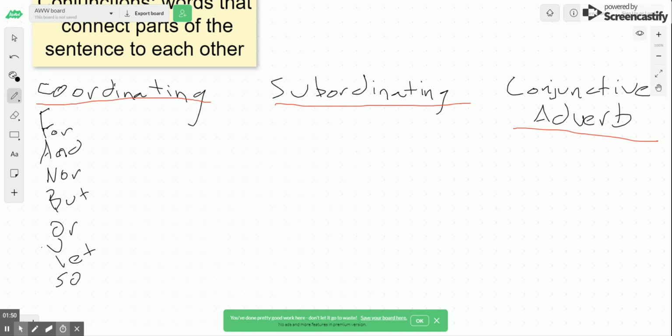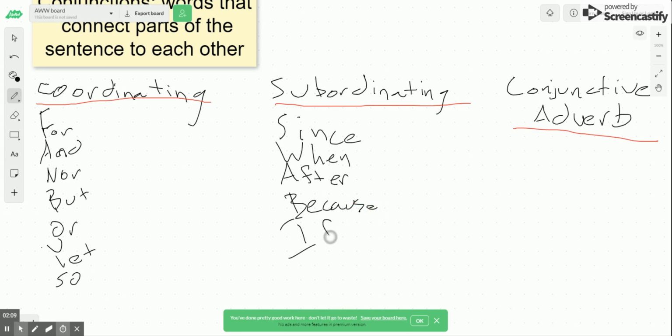Now, the acronym for these is SWABI. That stands for since, when, after, because, and if. And lastly, we have the conjunctive adverbs, and they connect two independent clauses with one of these adverb words.